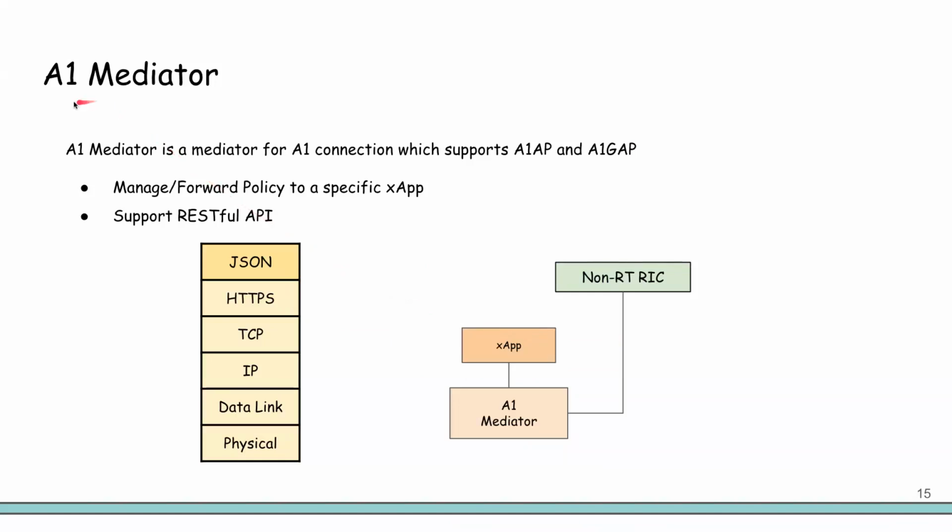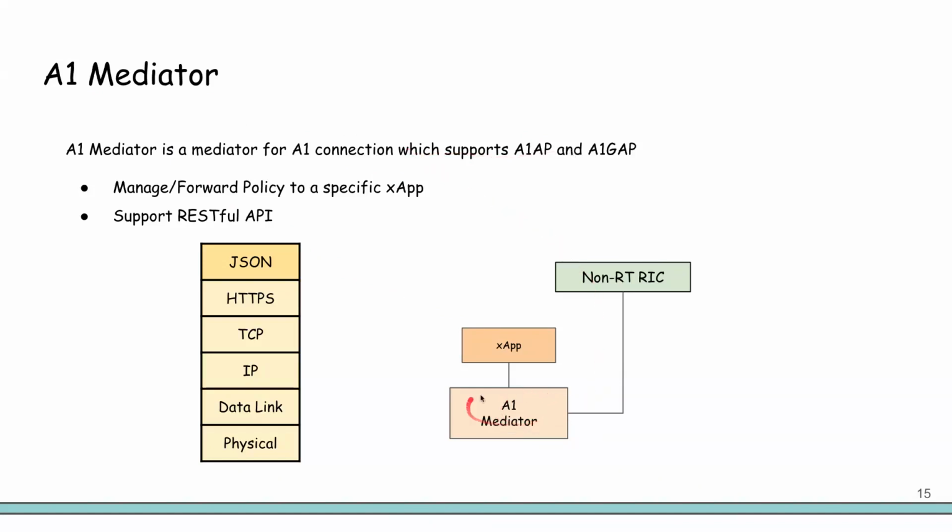So next is the A1 mediator. This A1 mediator is related to the A1 interface. The A1 interface defines 3 functions, but in the OSC Near-RT RIC platform, currently they only support the A1 AP and just support A1 policy and A1 enrichment information, to provide extra information to the Near-RT RIC platform.